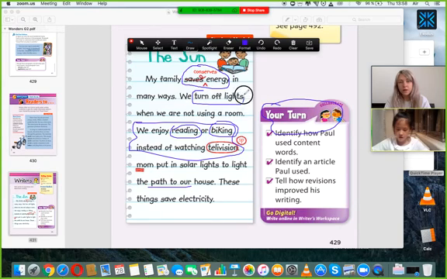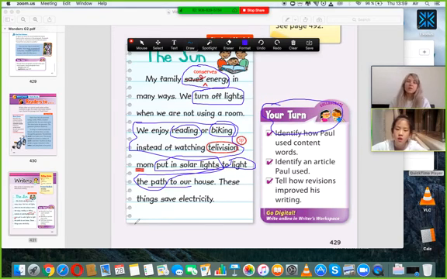Here we have turn off lights. Here we have put in solar lights to light the path. And all these things save electricity. So, putting in solar lights to light the path saves electricity. Reading and biking saves electricity. And turning off the lights conserves electricity.